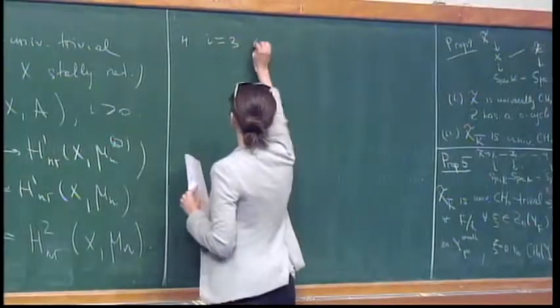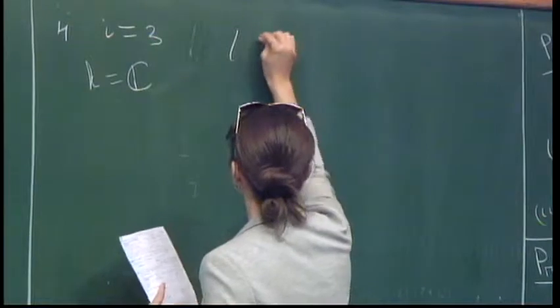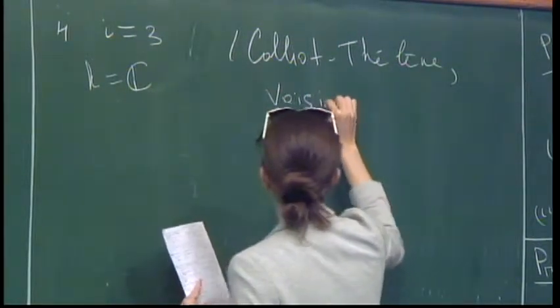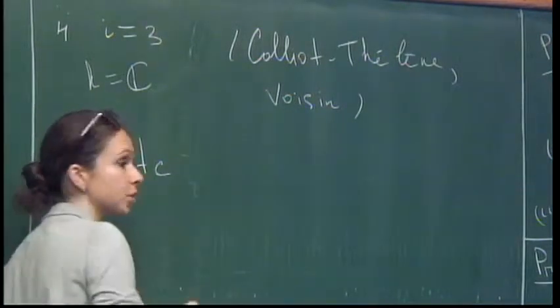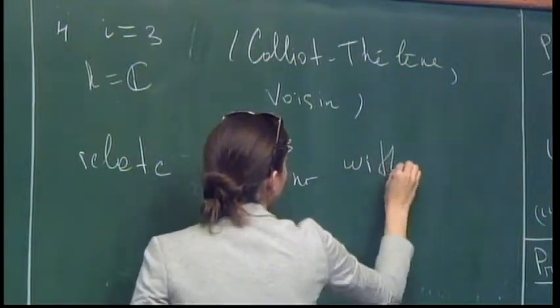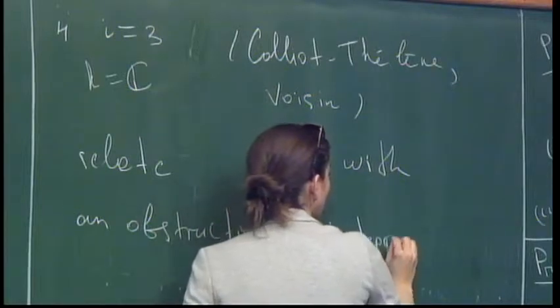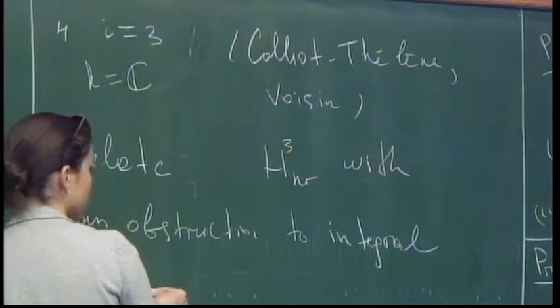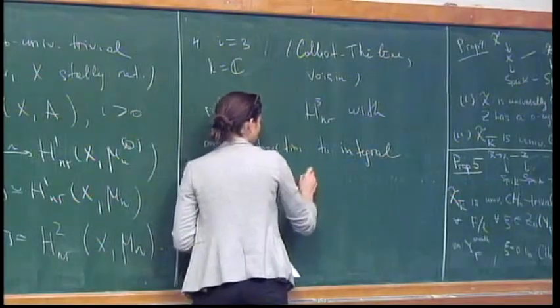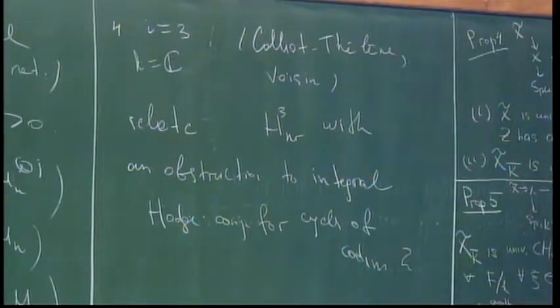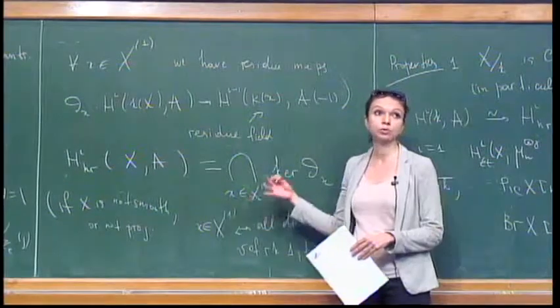For i equals 3 and the field of complex numbers, by work of Colliot-Thélène and Claire Voisin, one can relate H3 unramified with an obstruction to the integral Hodge conjecture for cycles of codimension 2. I will not say more here, just as a motivation. The point is that because of this explicit description, sometimes one can really compute these groups.